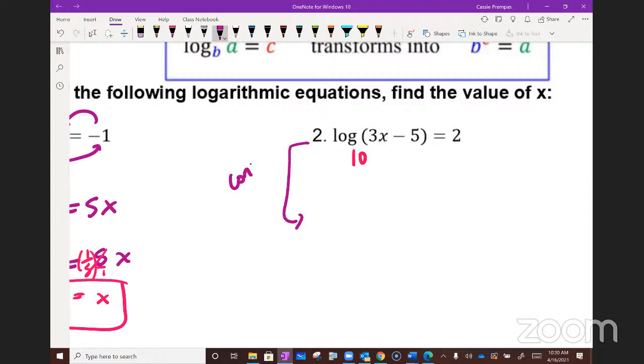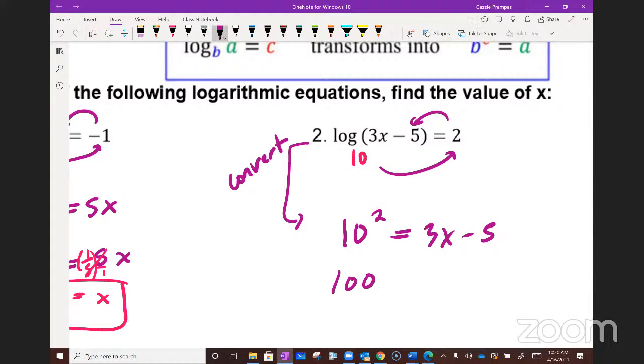Convert. What's the base of the exponential equation? 10 raised to what power? Equals 3x minus 5. It's a big one, but it's doable. Okay, what is 10 squared? 100 equals 3x minus 5.